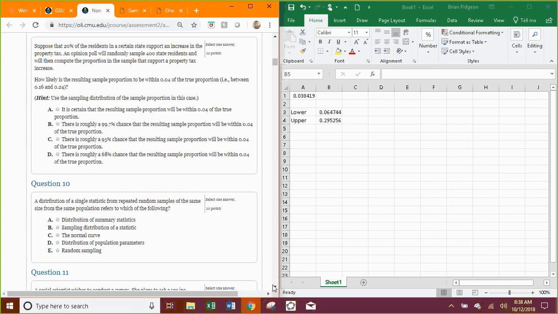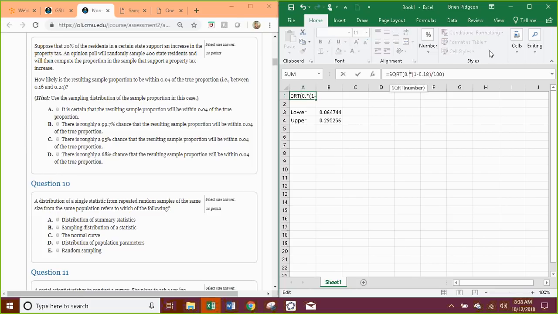Well, let's just see what our sampling distribution standard deviation is going to be. So the square root of p times 1 minus p over n. Well, in this case, our p, our population proportion, our parameter, is 0.2. 1 minus 0.2 over 400. So that means our standard deviation is 0.02.